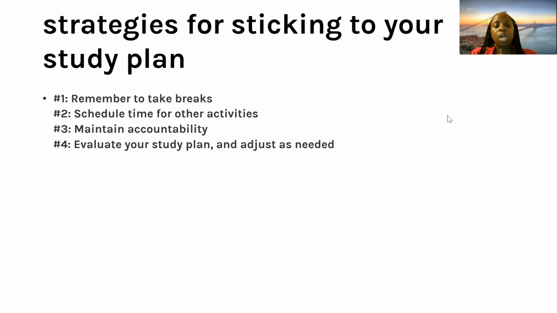Maintain accountability. What this means is if you say you're going to study on Monday at 3 o'clock, make sure that you study Monday at 3 o'clock. What you can do is tell other family members, listen, I'm going to study during this time. Can you hold me accountable? Send me a text, say, hey, are you studying? Hold yourself accountable first, but having someone else hold you accountable will help. Evaluate your study plan and adjust if needed. If you design a study plan and it doesn't work for you, then you can modify it to something that actually works for you.